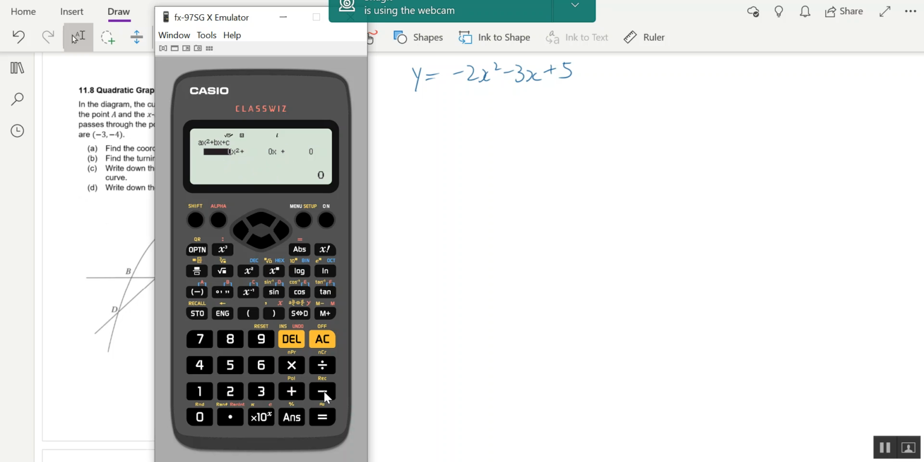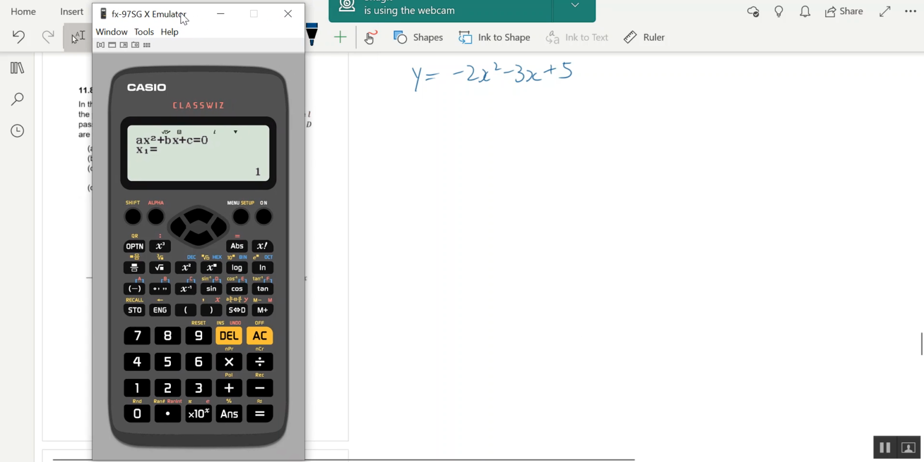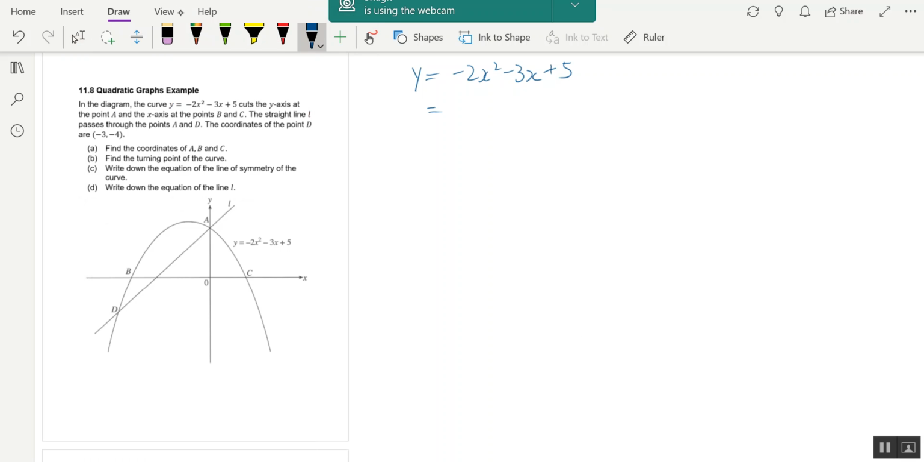For x squared is negative 2. In this case, your A. Your B is negative 3. And your C is 5. And when you press equal, you get x equals to 1. However, you cannot just say this is x equals to 1 because we're just trying to factorize the quadratic equation. So if x equals to 1 is the answer, I put it in the bracket, this would mean it is x minus 1. Because if x equals to 1 is the answer, we put it backward, x minus 1 equals to 0.